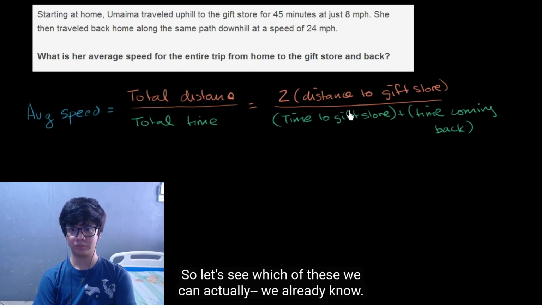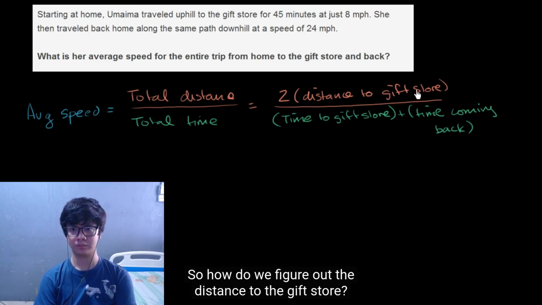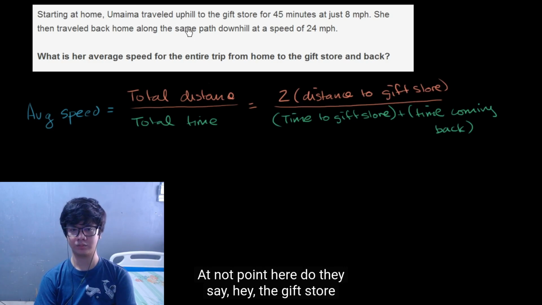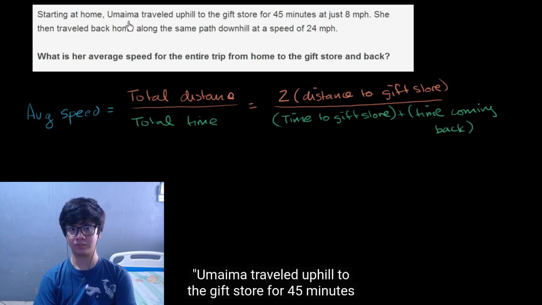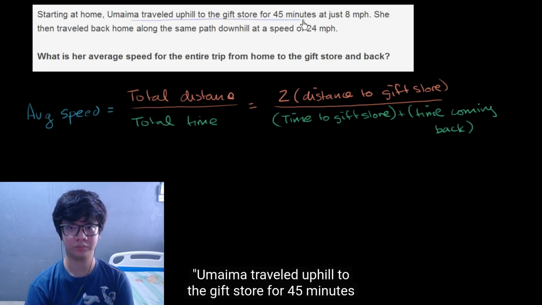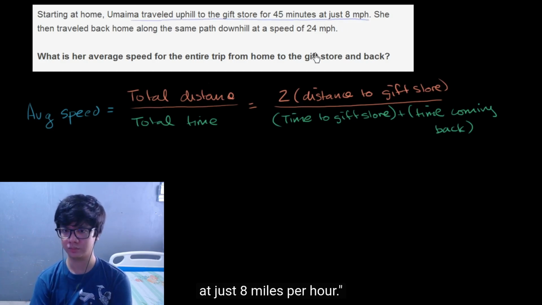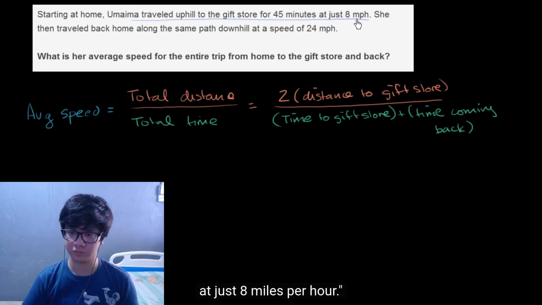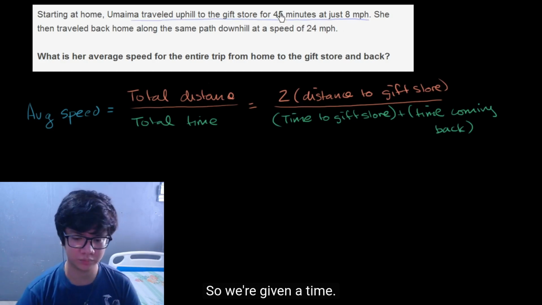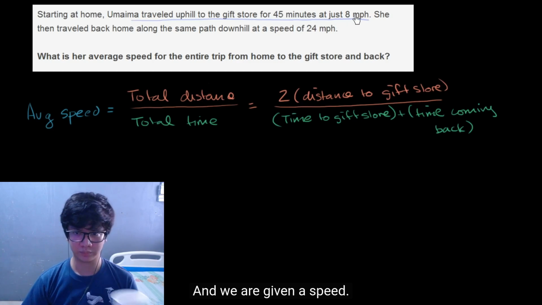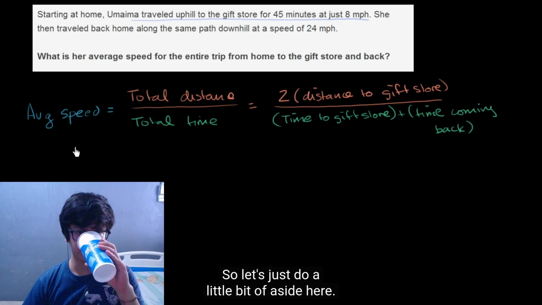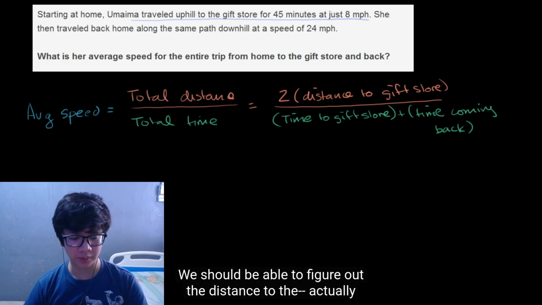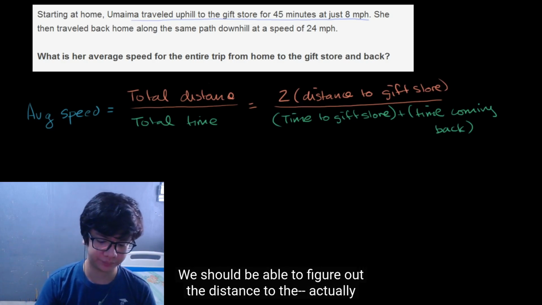So let's see which of these we already know. How do we figure out the distance to the gift store? No point here do they say the gift store is this far away. But they do tell us, in this first sentence, Umama traveled uphill to the gift store for 45 minutes at just 8 miles per hour. So we're given a time and a speed, we should be able to figure out a distance.